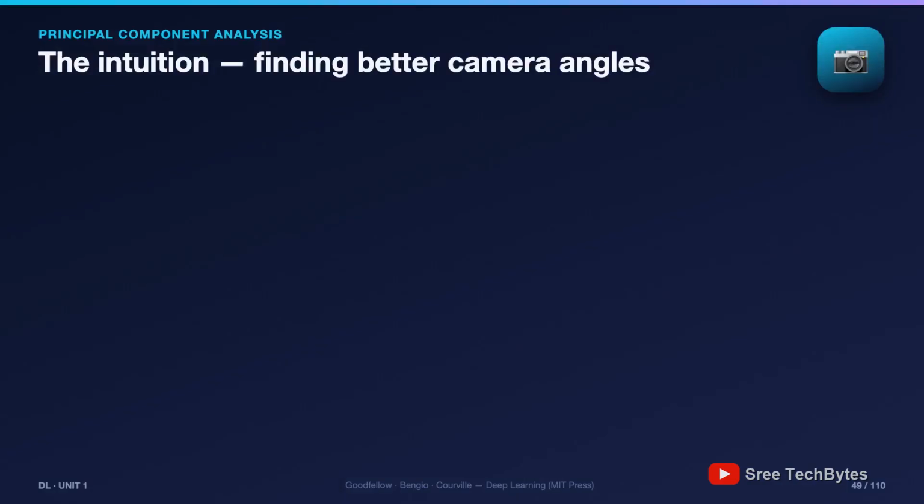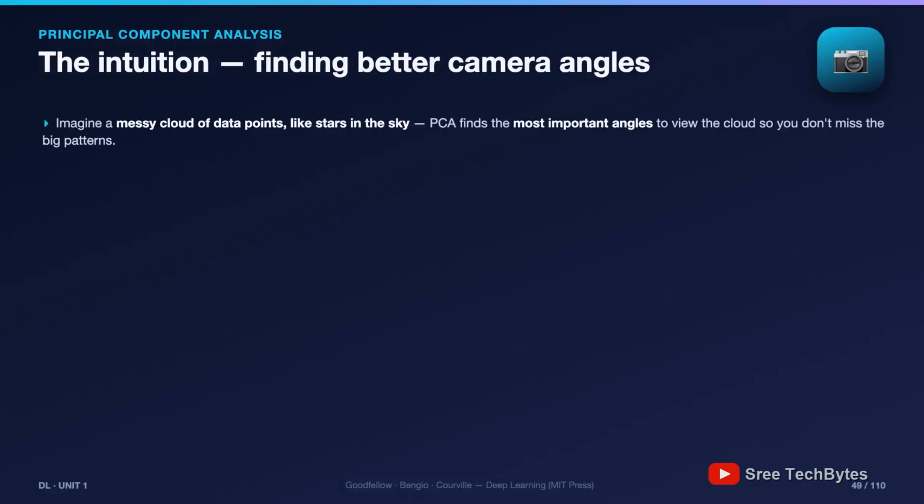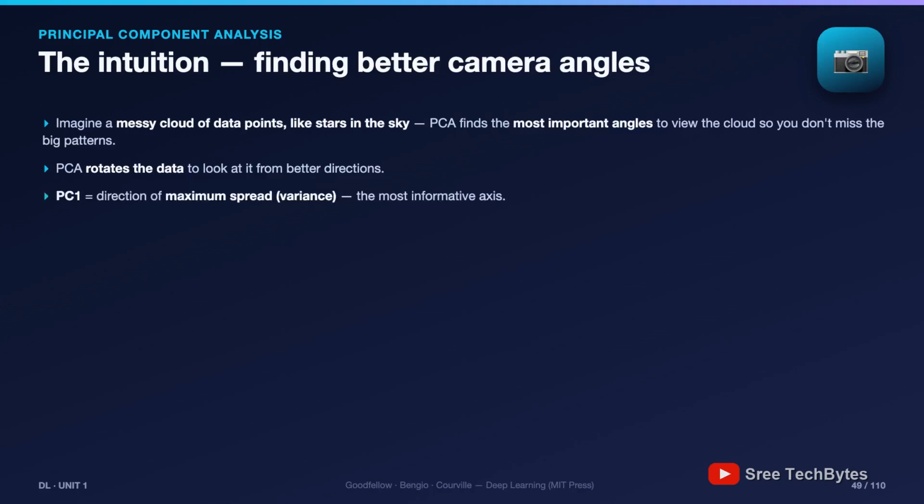Before the 4-step recipe, I want to give you the intuition, because once you see what PCA does, the math becomes obvious. Imagine your data as a messy cloud of points, like stars scattered in the sky. PCA's job is to find the most revealing angles to view that cloud from, so you don't miss the big patterns. Here's a physical demo you can do right now. Hold up a pen, photograph it from the side, you see its full length. Now photograph it end-on and it looks like a dot. Same pen, but one viewing angle preserves the information, the other destroys it. PCA automatically finds the side-on view.